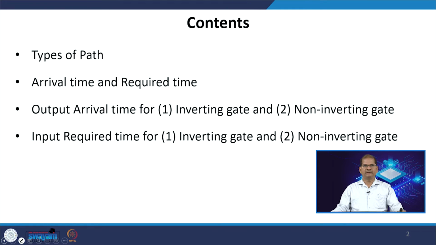Then we will discuss how we can find the output arrival time for an inverting gate and a non-inverting gate, and we will take some examples to find out how the output arrival time can be found. Similarly, we will also discuss how to find the input required time for non-inverting and inverting gates. For a combinational circuit, there are lots of components, so we can have different types of path.